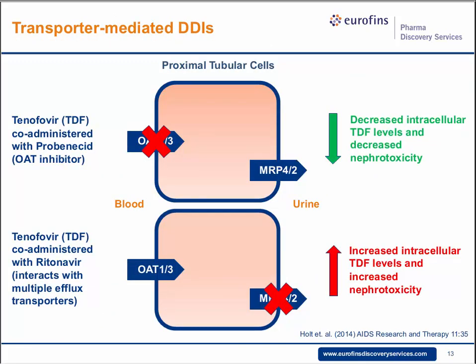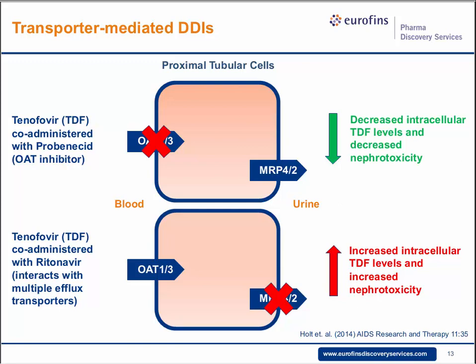We saw earlier some clinical examples of metabolic-mediated DDIs, and here's an example of a clinical DDI mediated through transporter proteins. This is the example of the drug tenofovir, which is a drug eliminated unchanged in the urine by a combination of glomerular filtration and proximal tubular secretion. Clearance of tenofovir in the kidney is mediated through the involvement of transporter proteins. 20 to 30% of the drug is actively taken up by kidney cells via the OAT transporters and subsequently secreted from kidney cells into urine by MRP transporters in the apical membrane.